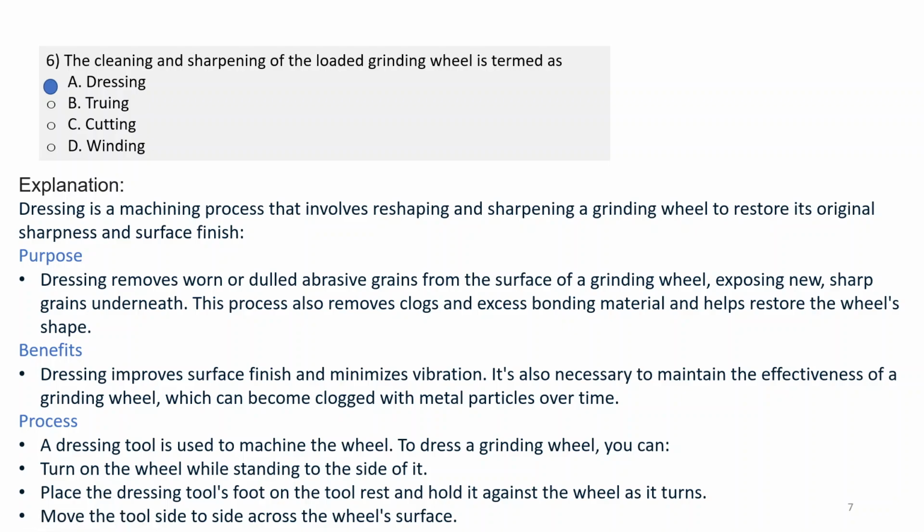To dress a grinding wheel, you can follow these steps. First, turn on the wheel while standing to the side of it. Place the dressing tool's foot on the tool rest and hold it against the wheel as it turns. Move the tool side to side across the wheel's surface.